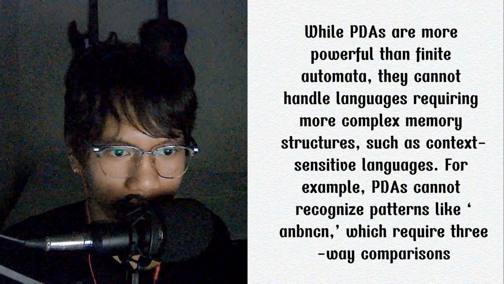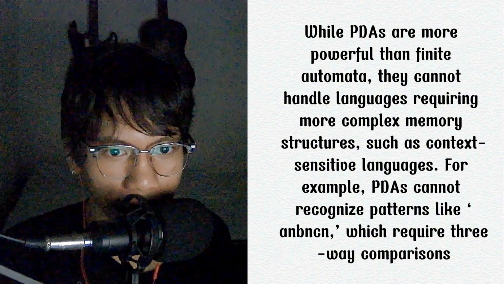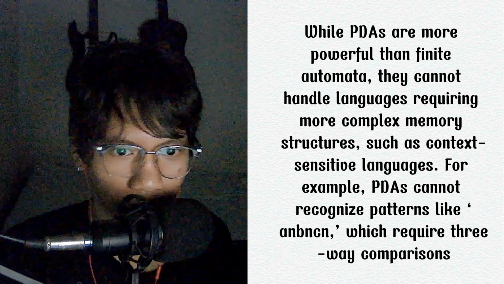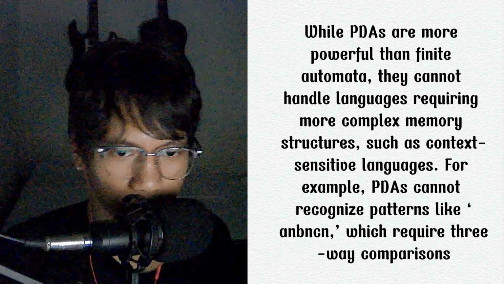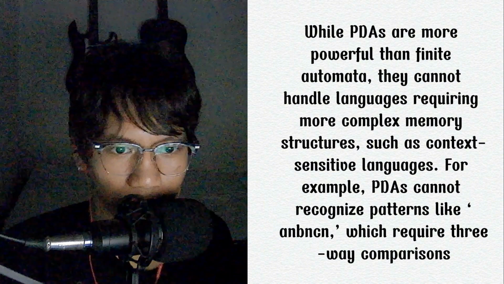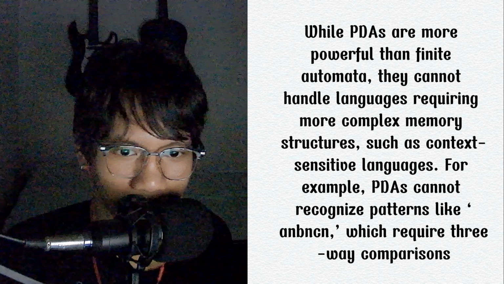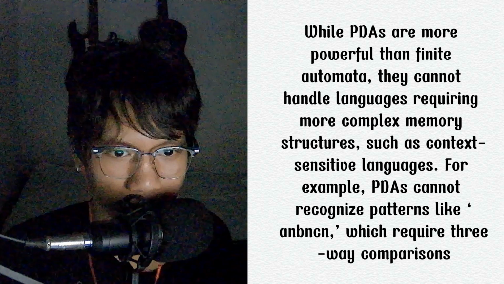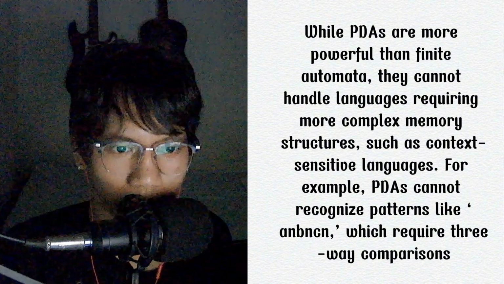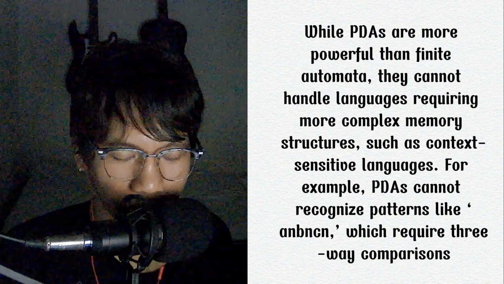While PDAs are more powerful than finite automata, they cannot handle languages requiring more complex memory structures, such as context-sensitive languages. For example, PDAs cannot recognize patterns like A^n B^n C^n, which require three-way comparisons.